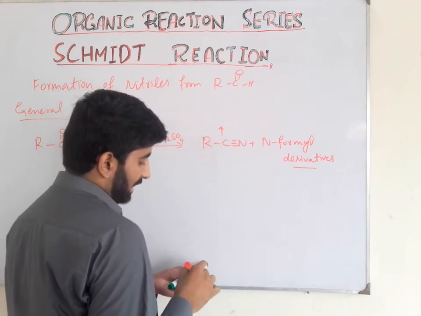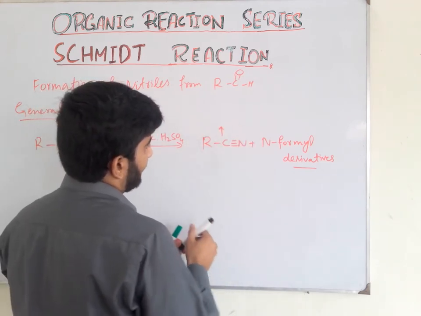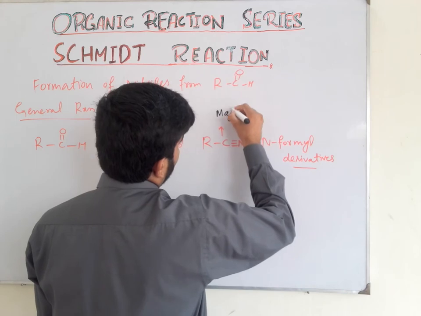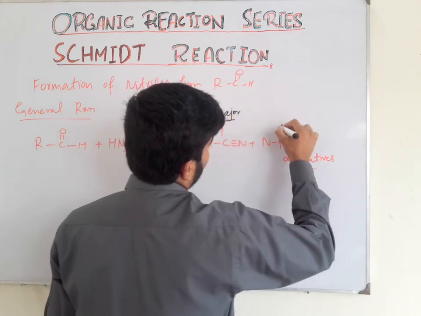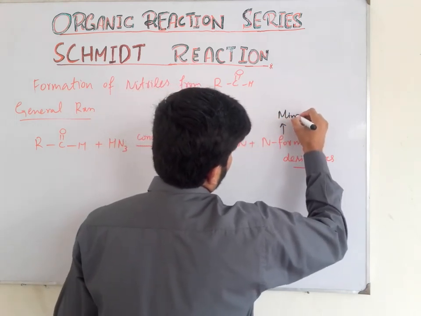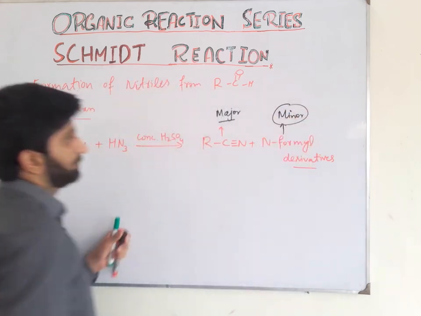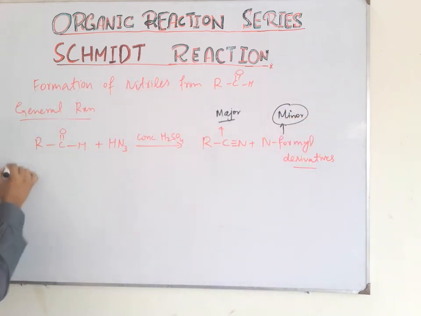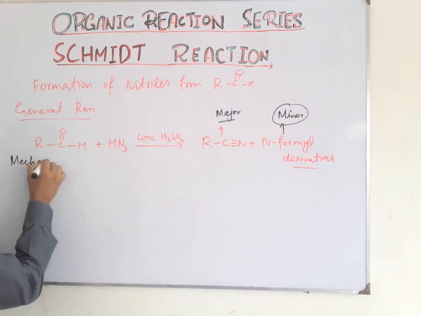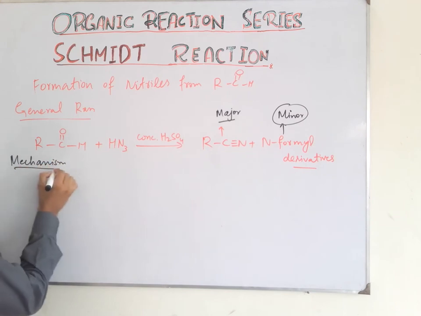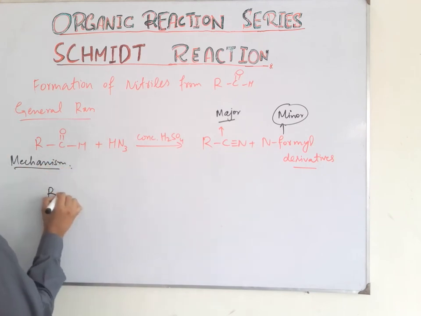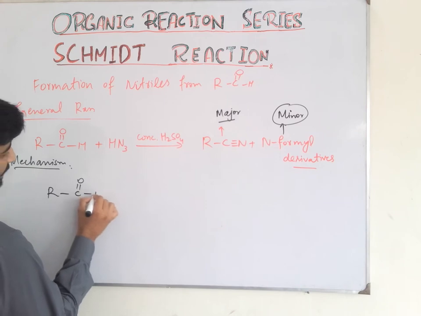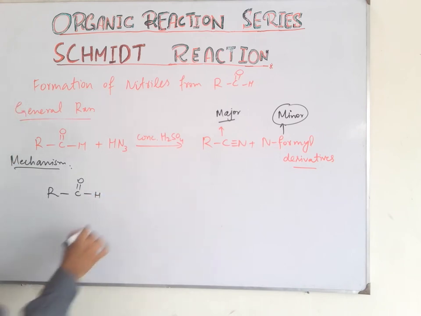N-formyl derivatives and nitriles are formed, and nitriles are the major product in this reaction, and N-formyl derivatives are the minor product in this reaction. Now we discuss the mechanism of the reaction in which aldehydes react with hydrazoic acid in the presence of concentrated sulfuric acid.